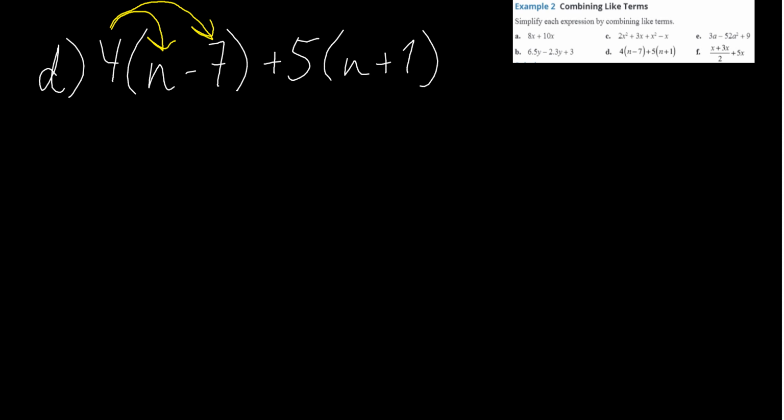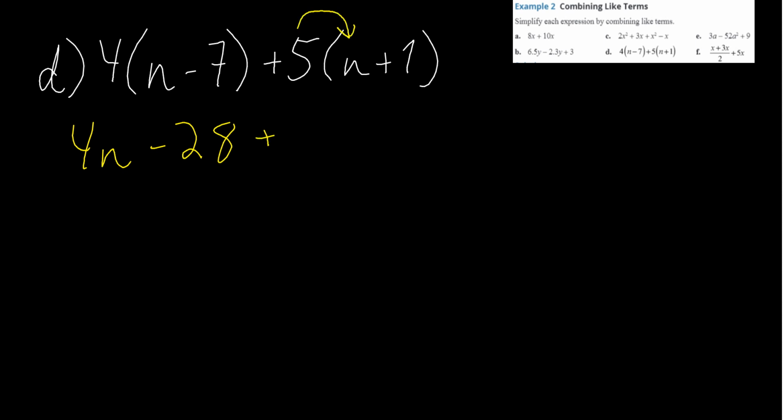Okay, well, what is 4 times n? Well, that's just going to be 4n. 4 times a negative 7, so it's going to be minus 28. And then plus 5 times n is 5n. And then 5 times 1 is 5.